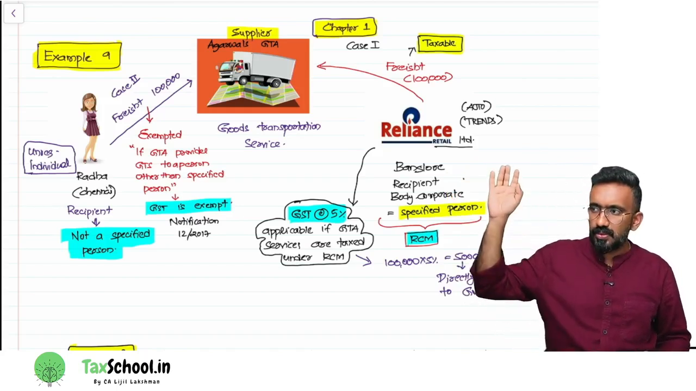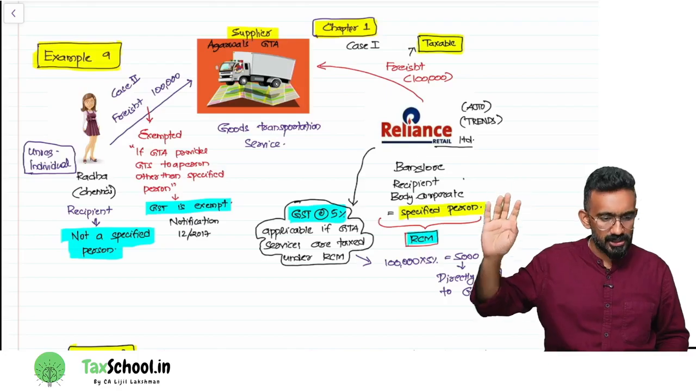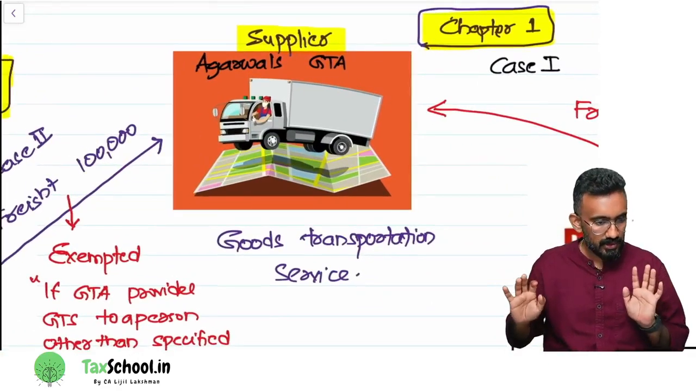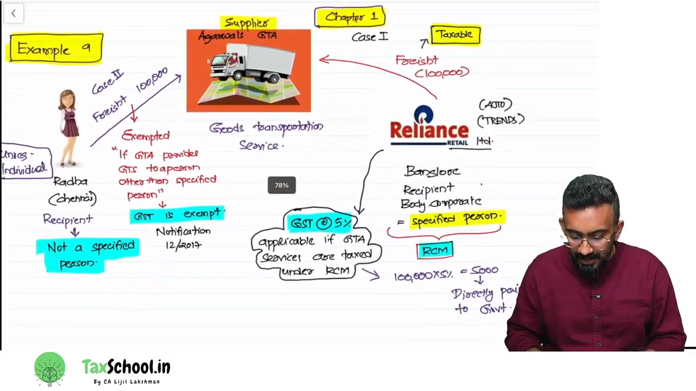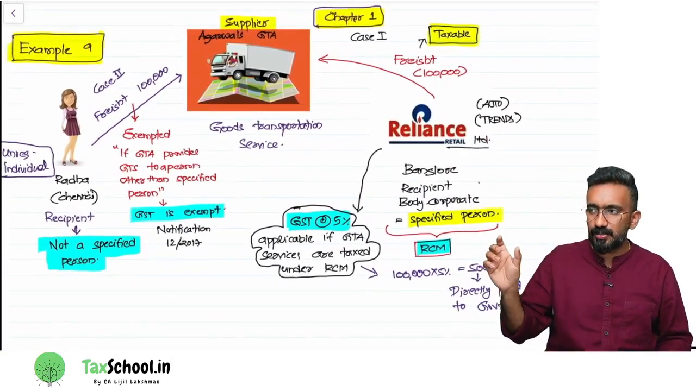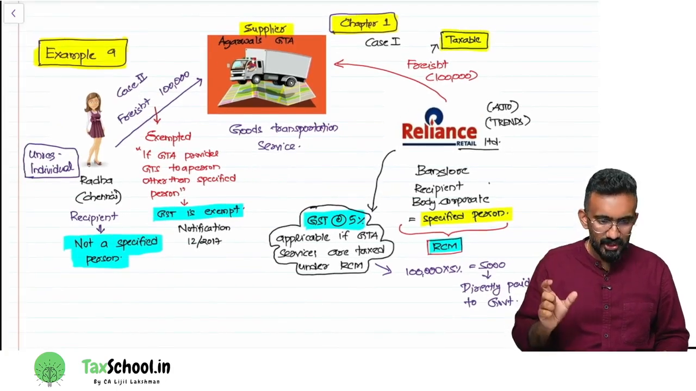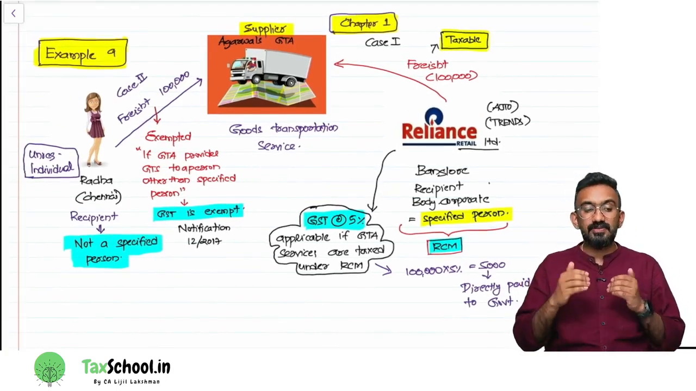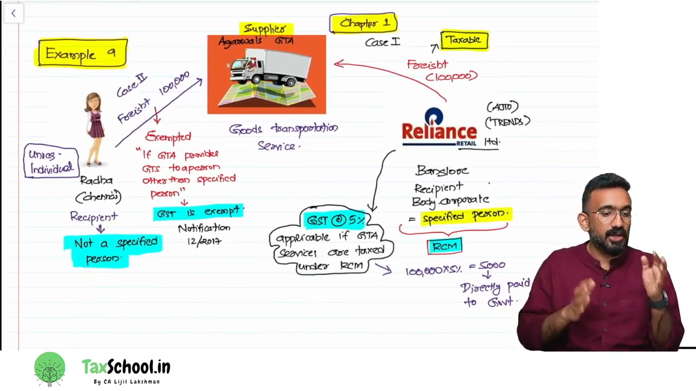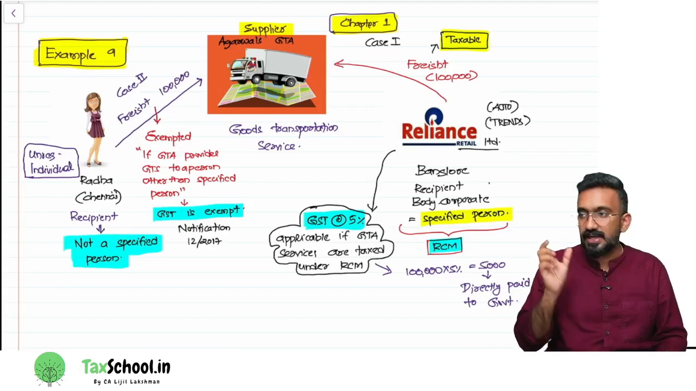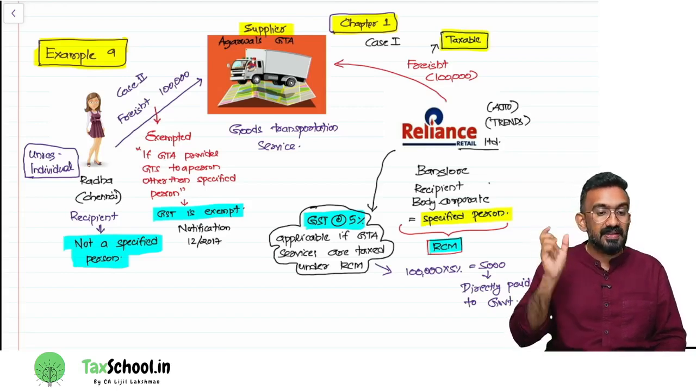So who's the supplier here? It is Agarwal GTA. What service are they providing? Goods transportation service. Okay. Who will be the recipient of the service? Supplier happened to be GTA, who's providing the service of goods transportation. Who's the recipient? Can I always fix the recipient to be Reliance or Radha? No. Normally, recipient in GST is identified as the person who's paying the consideration.